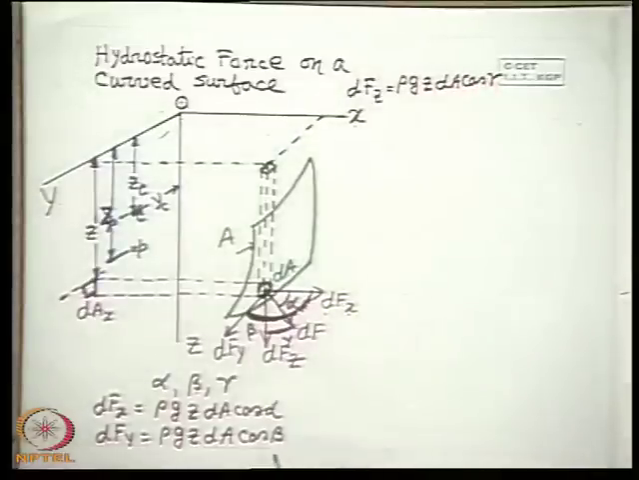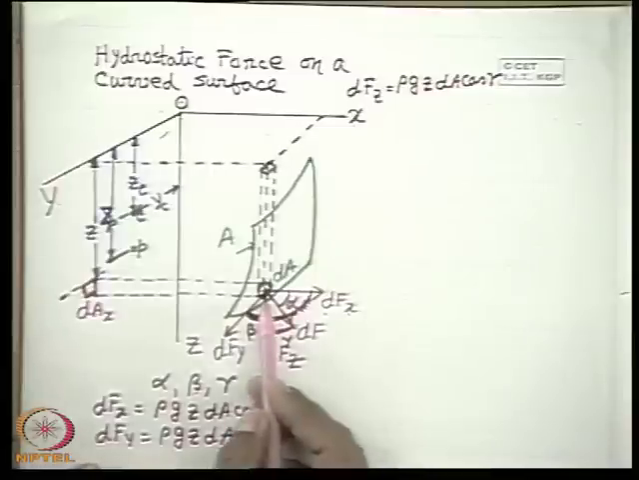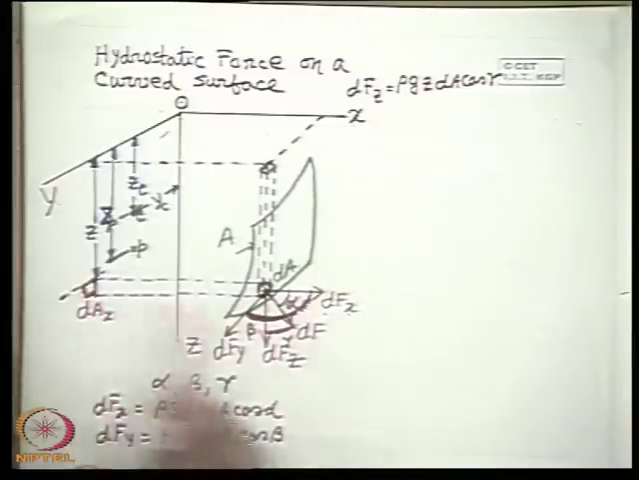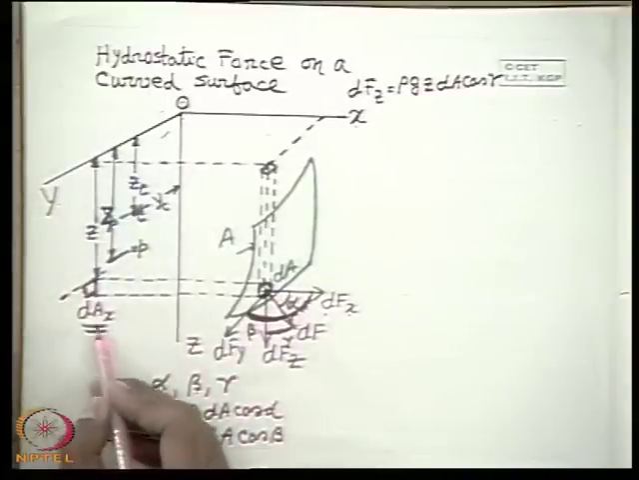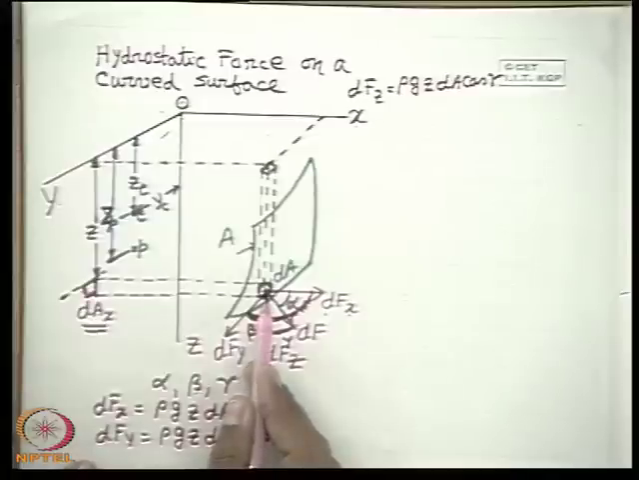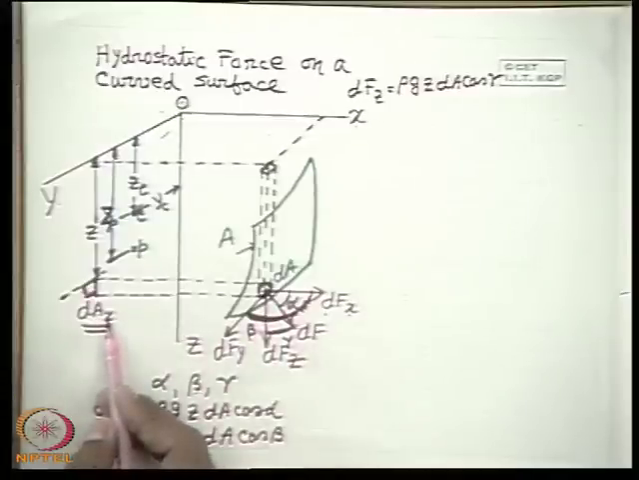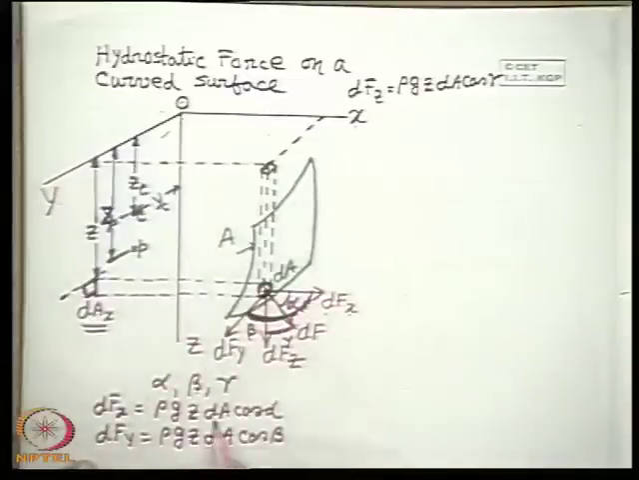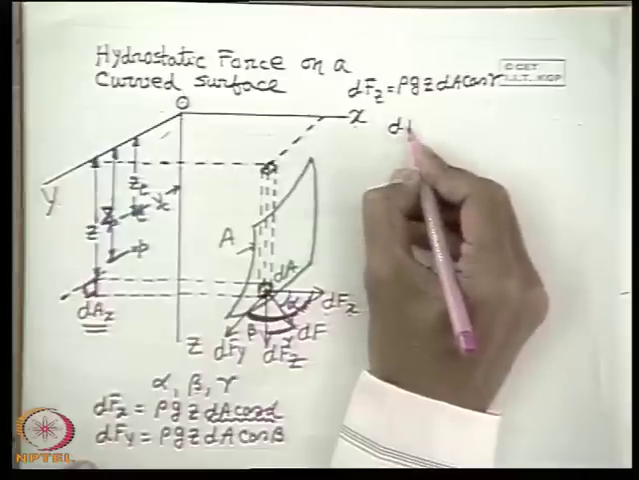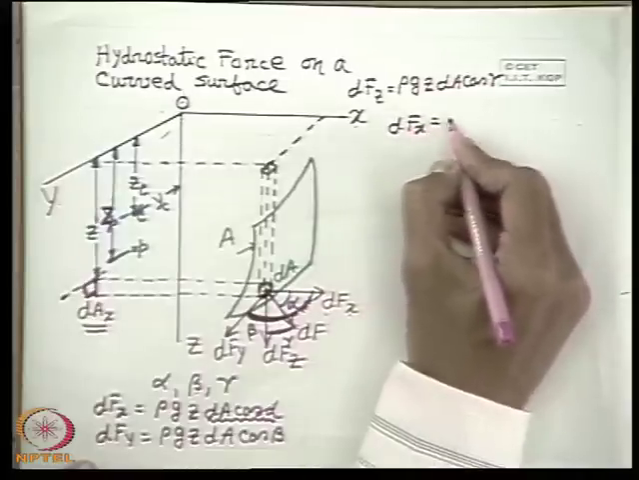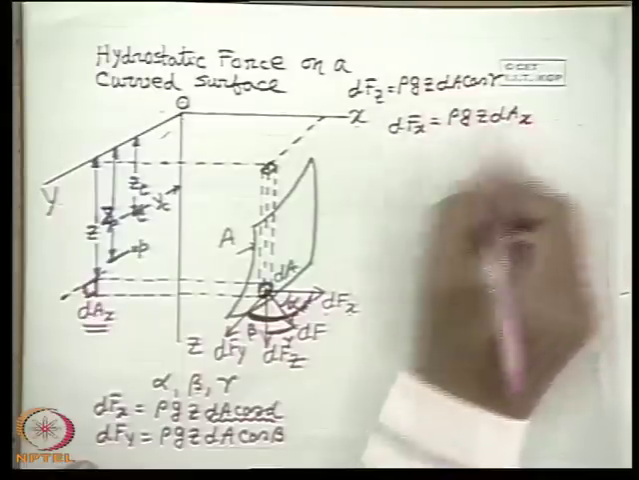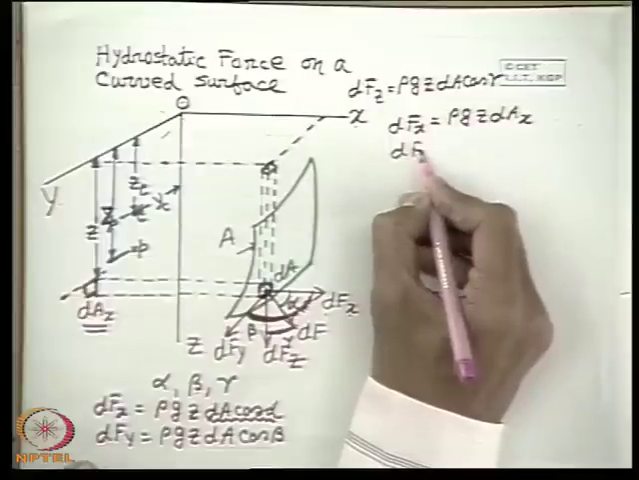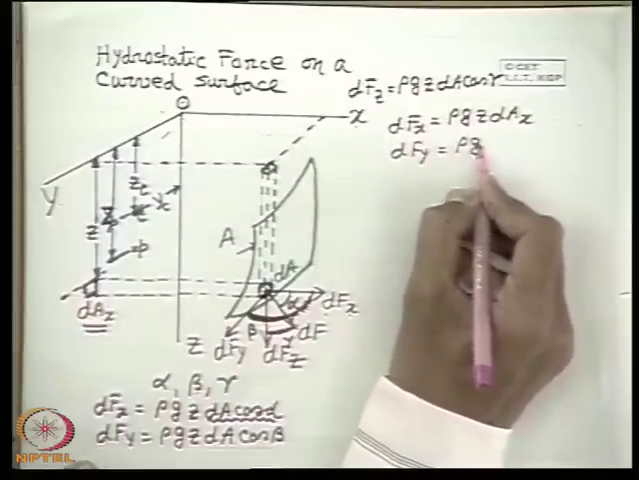Now you see this dA cos alpha physically represents the projected area of dA on the yz plane, that we denote as dAx. That means it is the projected area of elemental area dA on a plane whose perpendicular is x, that means on the yz plane. So therefore we can replace dA cos alpha by dAx and we can write dfx is equal to rho g z dAx. Similarly, we can write dfy as rho g z.